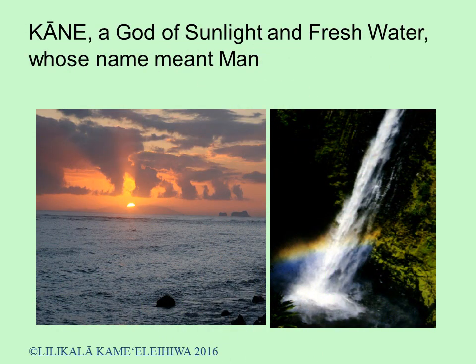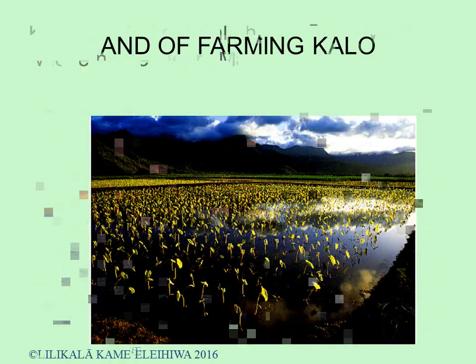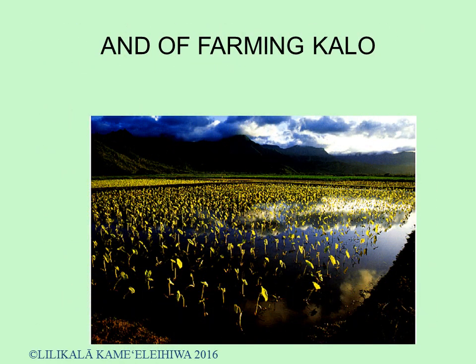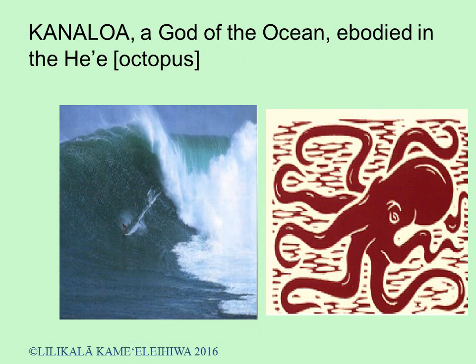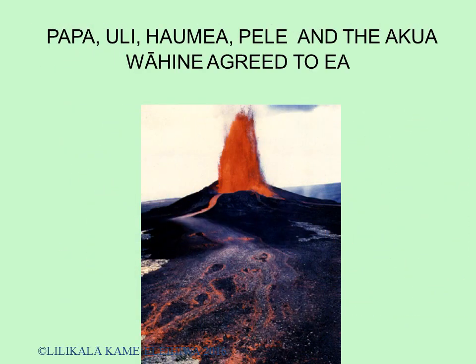Kane, a god of sunlight and fresh water, whose name meant man. And of farming kalo. Kane is the god of that. Kanaloa, a god of the ocean embodied in the he'e, or the octopus. These are worshipped at the temple. Also, Papa, Uli, Haumea, Pele, and the Akua Wahine would need to agree to Ea.